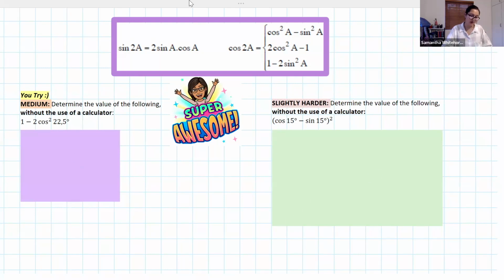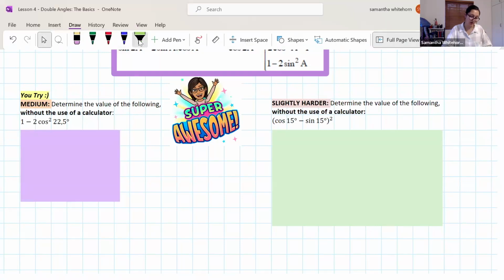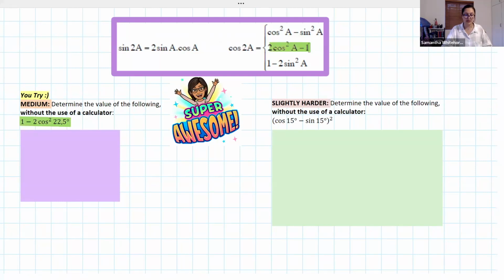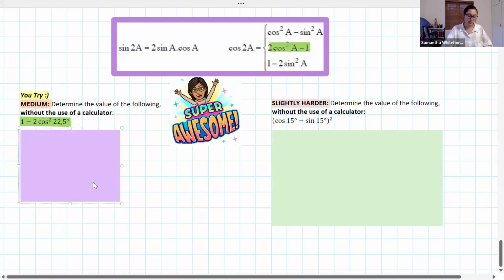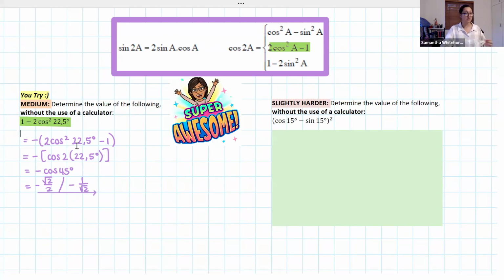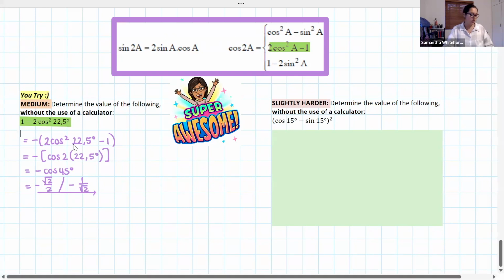All right, so the medium one, what I hope you noticed, is this 1 minus 2 cos squared of an angle does not match up with the identity. The identity is 2 cos squared minus 1. So there needed to be some sort of manipulation before you could do any of that. And remember, we spoke about the fact that that would require you to take out a -1. So that's what I did first. Then I could apply my double angle identity to get to cos 45. It would be negative cos 45 because you took out the -1 common factor. And so you got negative root 2 over 2 or -1 over root 2.